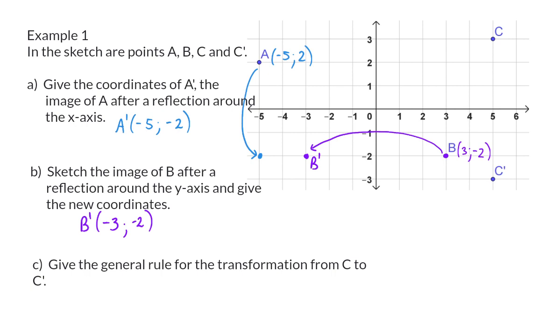Question C. Give the general rule for the transformation from C to C prime. Here you can see that point C has been reflected around the x-axis, as the only change that happened was the sign of the y-coordinate. And the general rule for a reflection around the x-axis is that (x, y) changes to (x, -y).